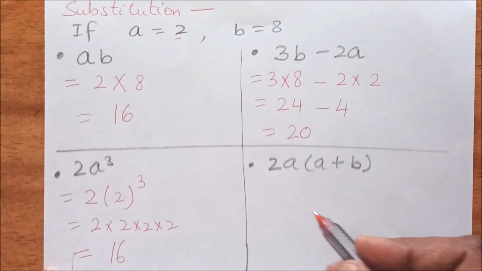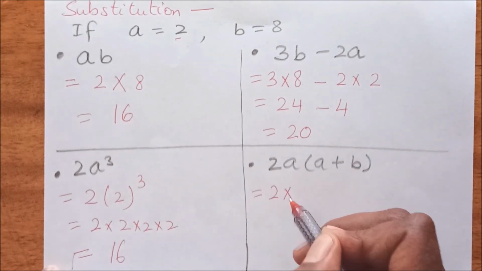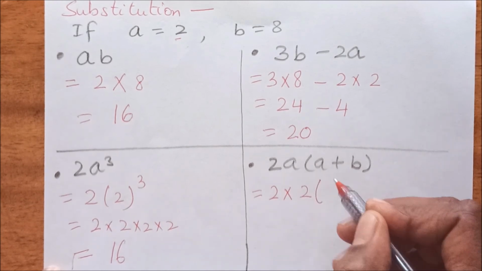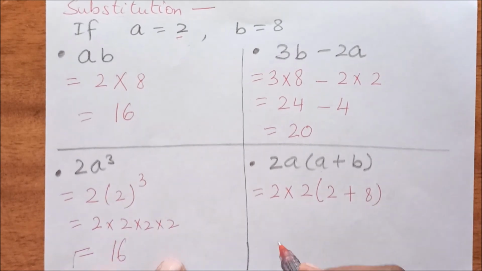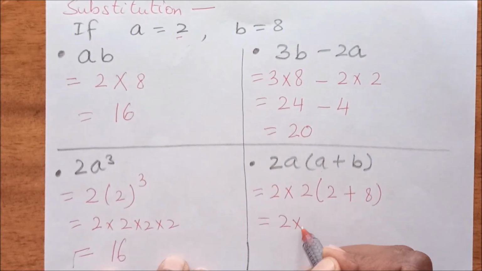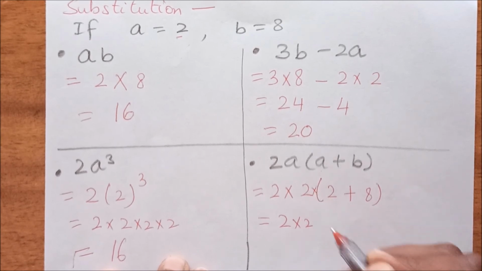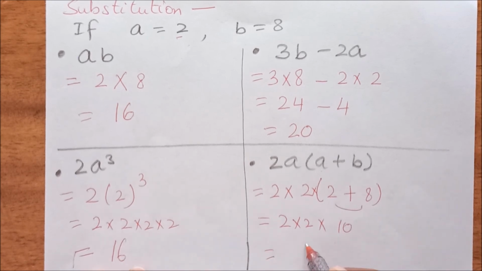Another example may be 2a times the bracket a plus b. 2 times a, where a is 2, then in the bracket a again 2, and b is 8. Now we will simplify this. This is 2 times 2. If there is no sign here, it's also multiplication, times 2 plus 8, which is 10. So this is 40. You can see we can find out the value of the expression if we are given the values of the alphabets. So this is how we will deal with the alphabets and the signs in algebra.